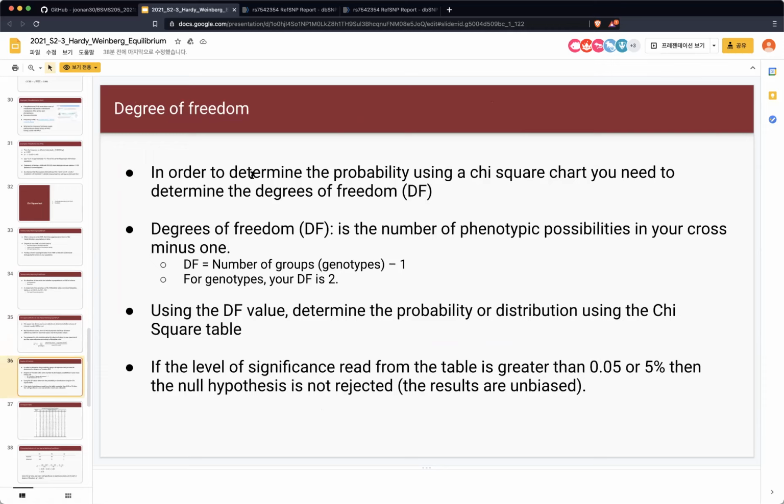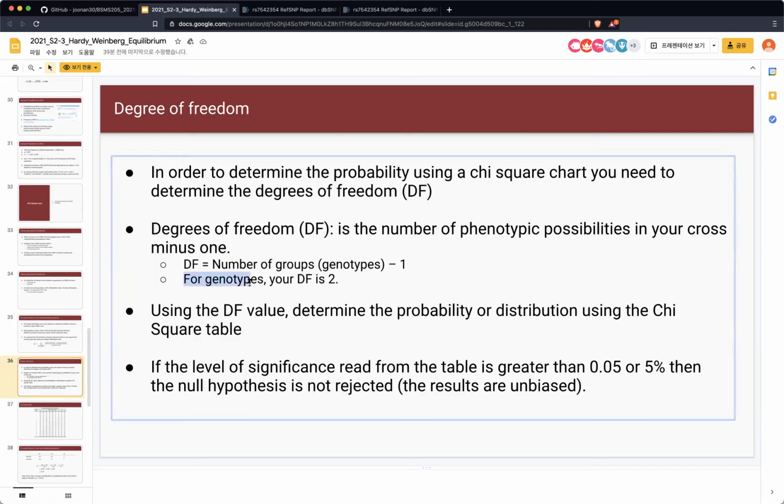Okay, so in that case, you have to use the degree of freedom, because you use how many loci in your experiment, right? So if you want to know the probability using the chi-square chart, you need to determine the degree of freedom. Degree of freedom means the number of phenotypic possibilities in your cross or in your experiment, and then you minus 1. That is equal to your degree of freedom. So for instance, if you have the Mendelian genotypes, which is 3 possible genotypes, then your degree of freedom is equal to 2, right?